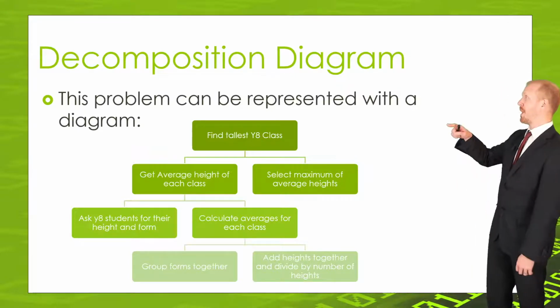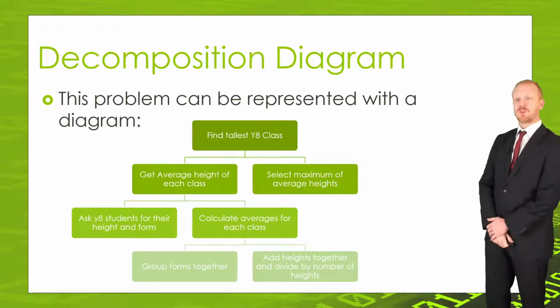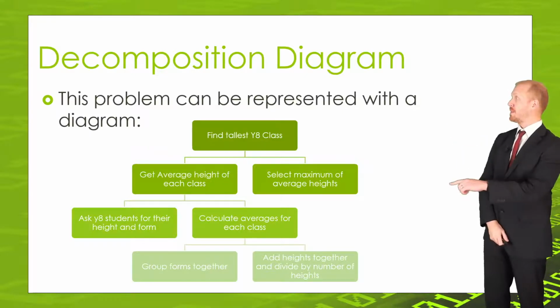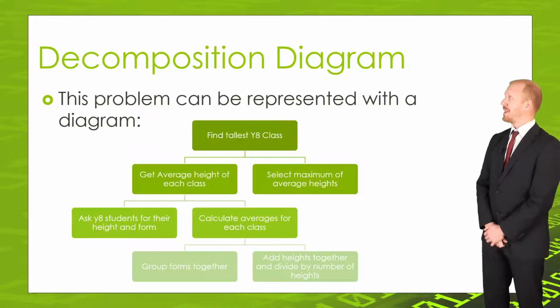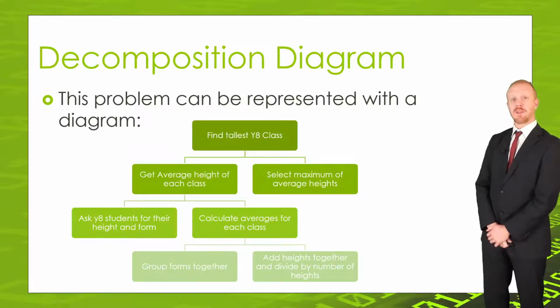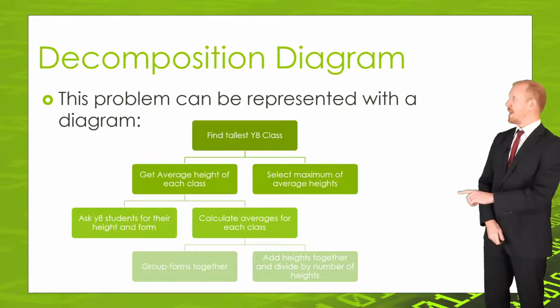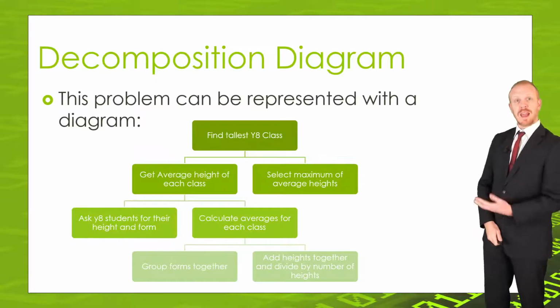At the top level here is the problem we're trying to solve. Beneath it is our first layer of decomposition. We broke that down into these two steps: get the average height of each class and select the maximum of the average heights. The next level down here is the next level of decomposition.